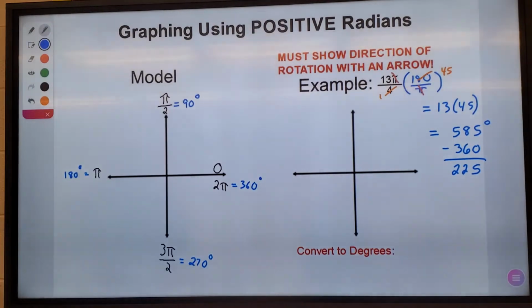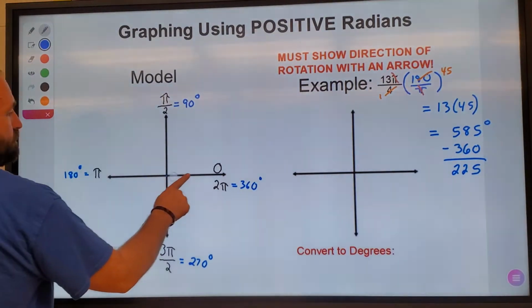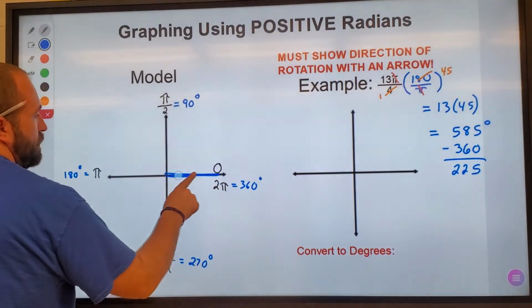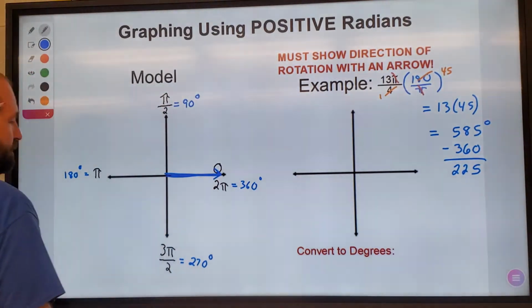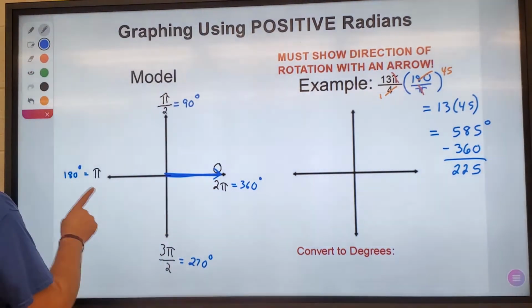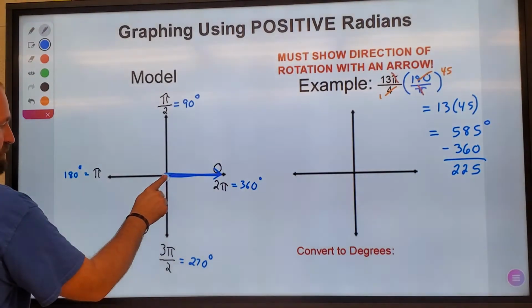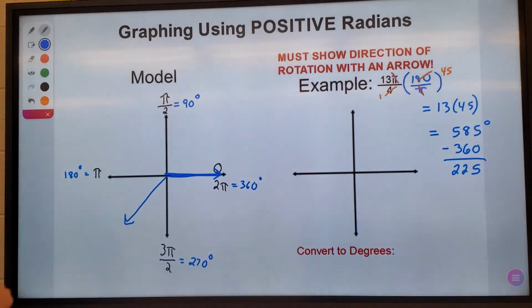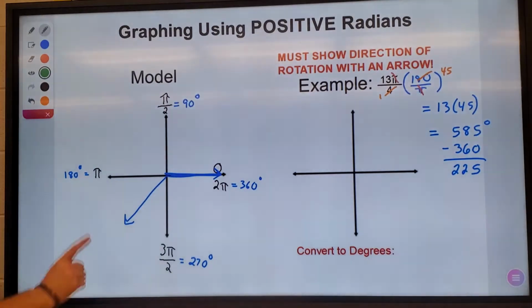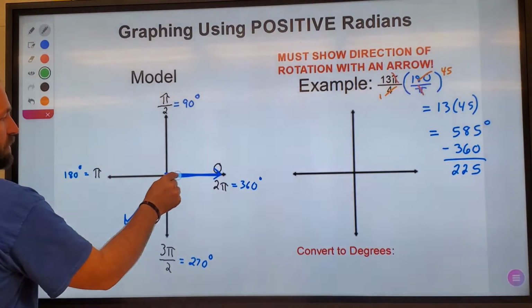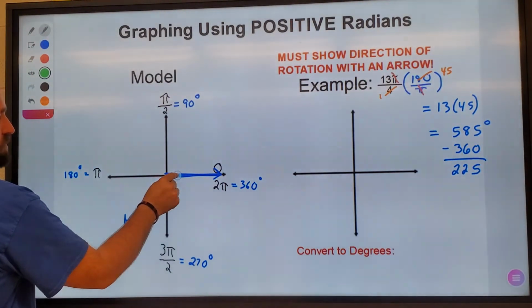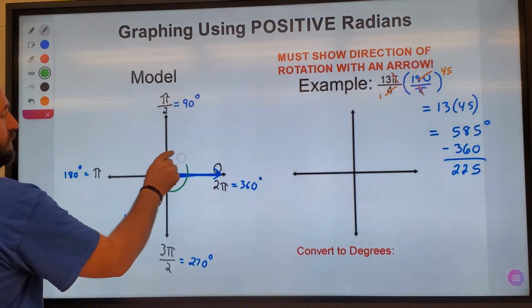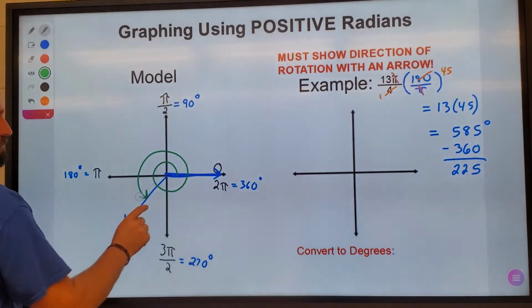At 225 degrees, I draw my initial side. 225 is directly in the middle between 180 and 270. It's actually 45 degrees. So like I said, directly in the middle. 45 degrees off of 180. I have one full rotation because I subtracted 360 one time. So I start here. Again, positive, I go up first. I go up and around. One, and done.